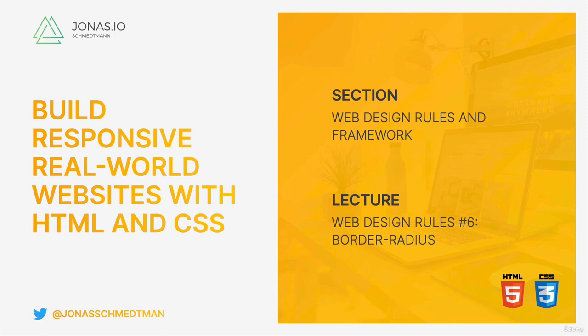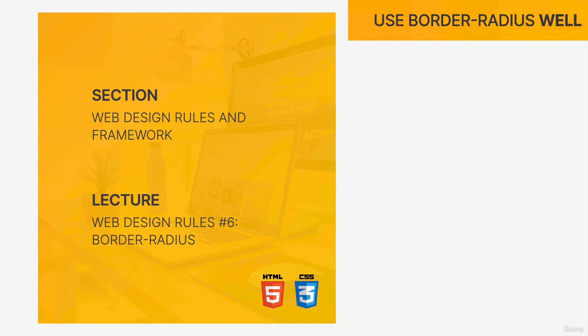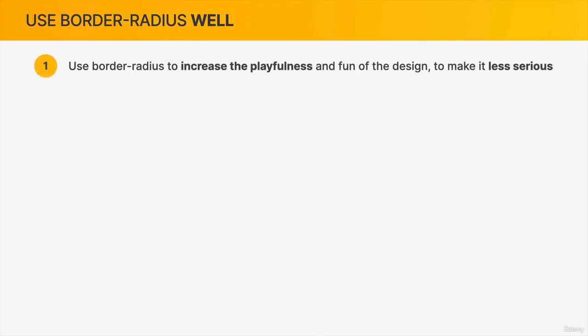Moving on in our design section, our next topic is about border radius and roundness in general. Now, it might seem that border radius is a pretty insignificant detail. However, actually, it is pretty important because the amount of border radius that we give to our elements has a big effect on the seriousness or playfulness of any design. So, as I already hinted at here at the very beginning, we can use border radius to basically increase the playfulness and fun of the design by making it at the same time less serious.